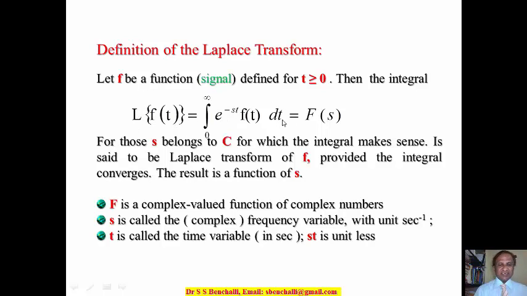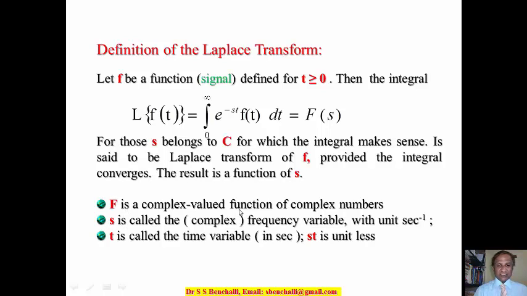So what will you get? The right hand side is a function of s. Is it clear? For those s belonging to C, here C means the set of all complex numbers for which the integral makes sense. It is said to be the Laplace transform of f, provided the integral converges. The result is a function of s. After integration, what will you get? Finally, you will get a function of s.